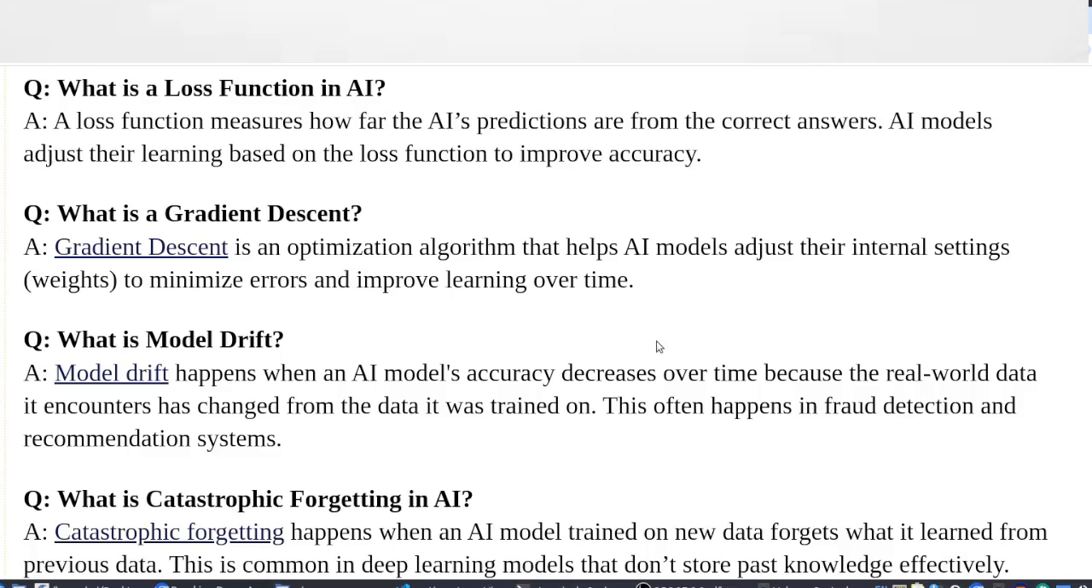What is gradient descent? Gradient descent is an optimization algorithm that helps AI models adjust their internal settings, that is weights, to minimize errors and improve learning over time. It's something similar to the backpropagation algorithm, right?